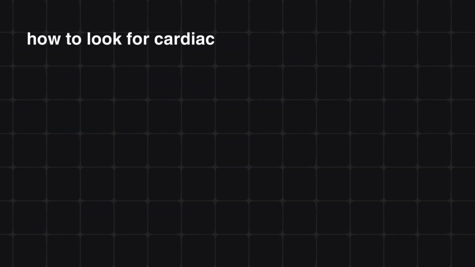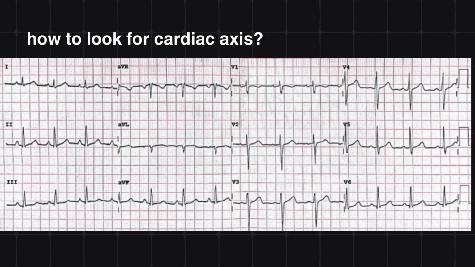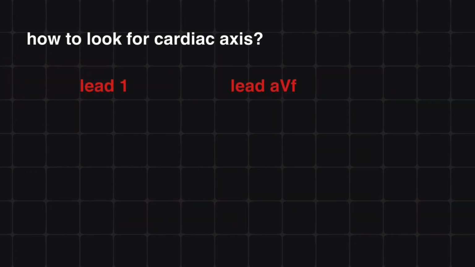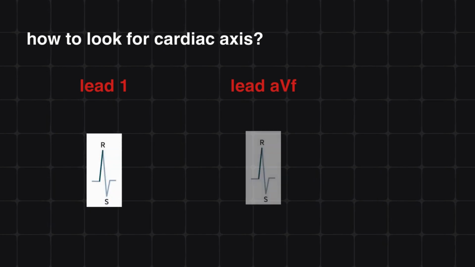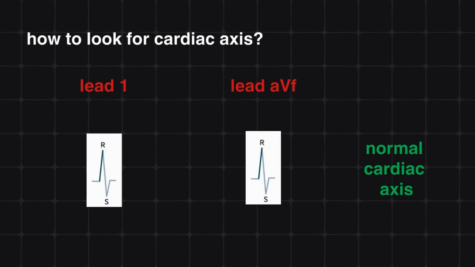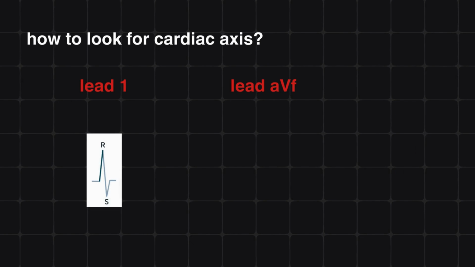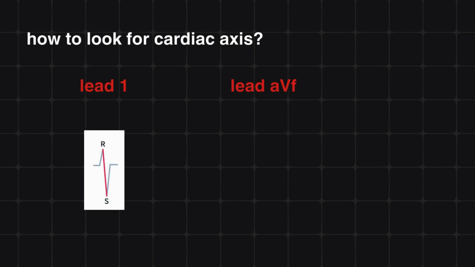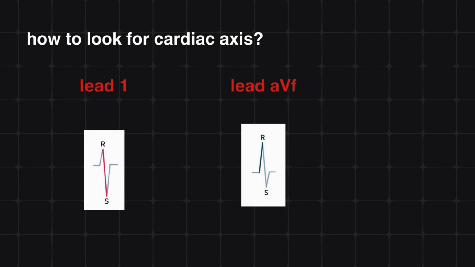How do we look for axis? To look for the cardiac axis we will look at two leads: lead 1 and lead aVF. A positive wave in both lead 1 and aVF represents a normal axis of the heart. A positive wave in lead 1, with a negative wave in lead aVF, represents left axis deviation. While a negative wave in lead 1 and a positive wave in lead aVF shows right axis deviation.